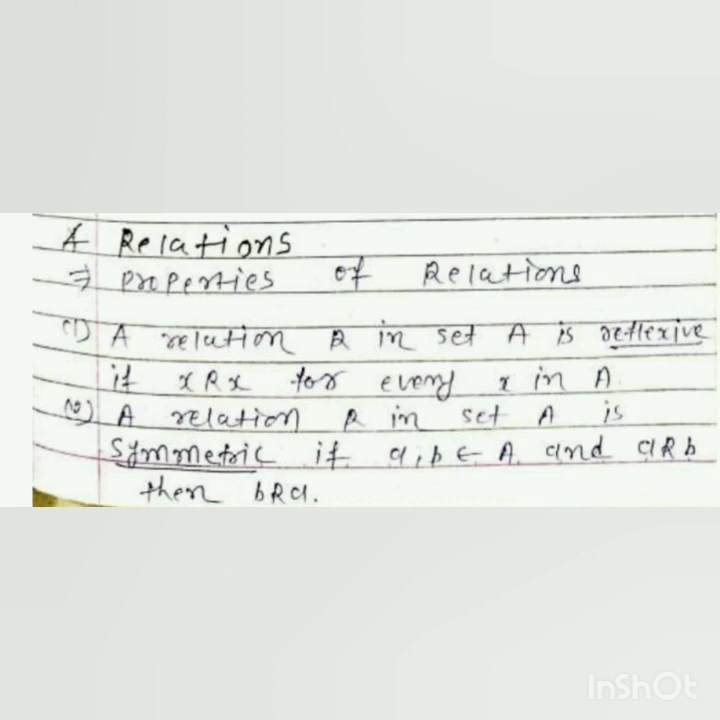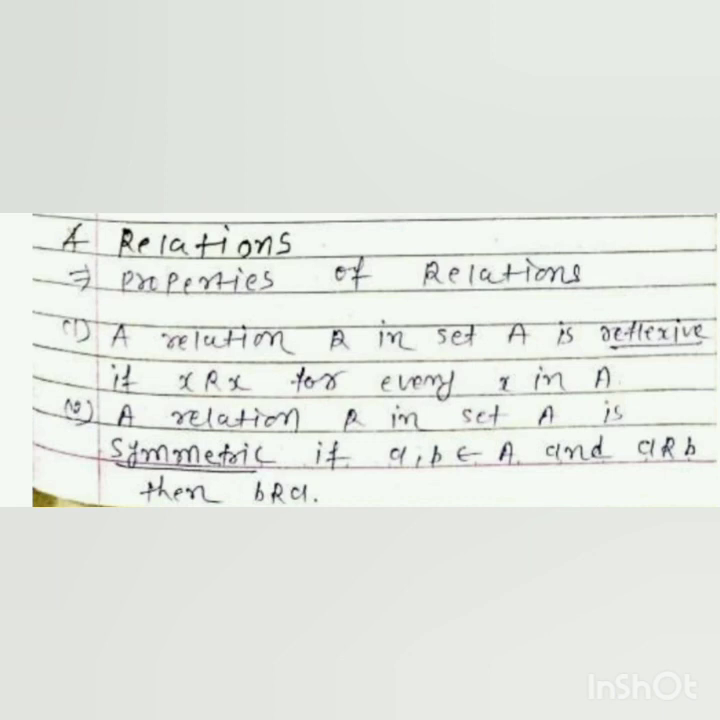Reflexive is a property in which you have to consider one case. Just take an example, set A. Every element of the set is reflexive, that means it is related with itself. Here we have already enlisted set A, and we are taking an element, say small x. So x R x, that means x is related with x. For every element in the set, it is related with itself.